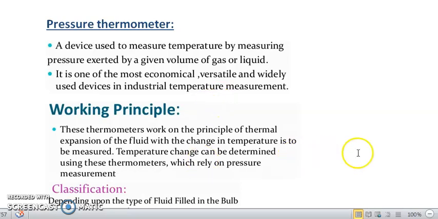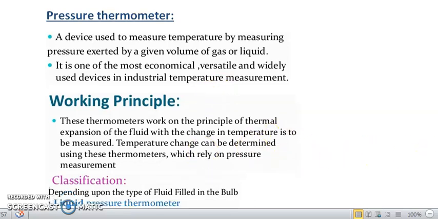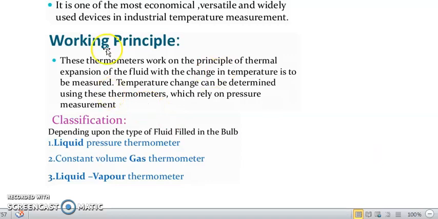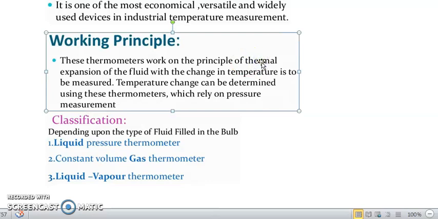How does it work? Its principle depends on the phenomenon of thermal expansion. The thermal expansion of the fluid with the change in temperature is to be measured. Means in a pressure thermometer, the thermal expansion of the fluid, which may be liquid or gaseous, relates to the change in temperature that has to be measured.